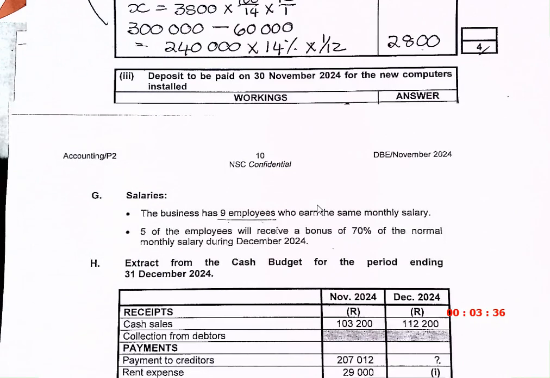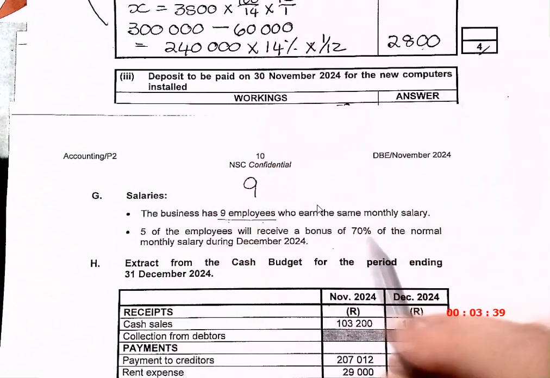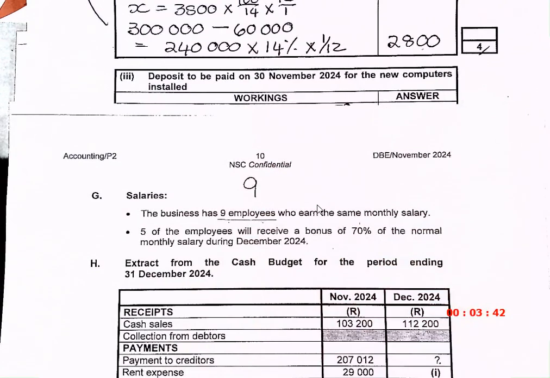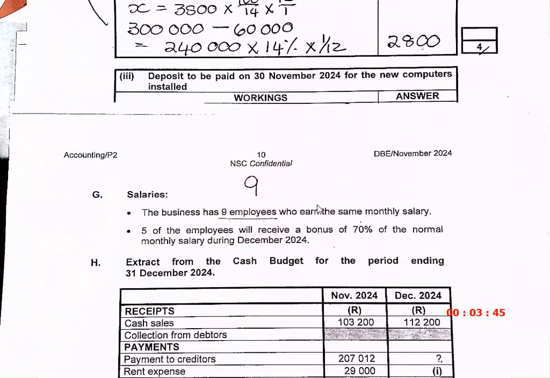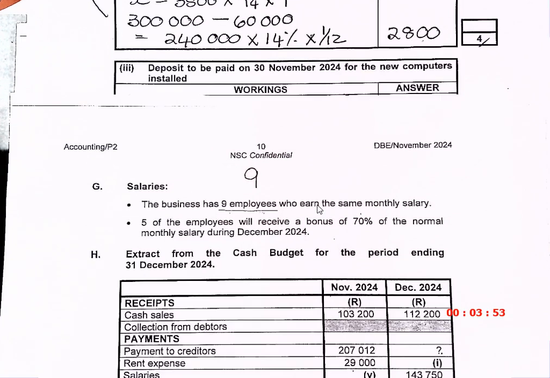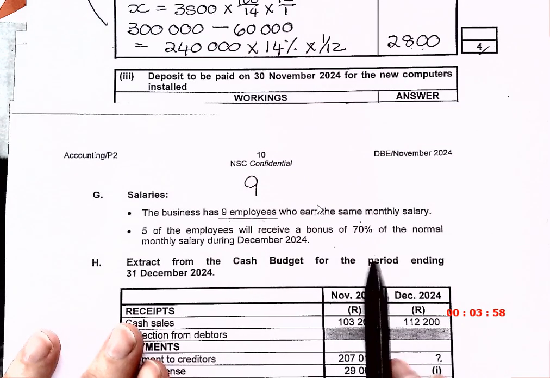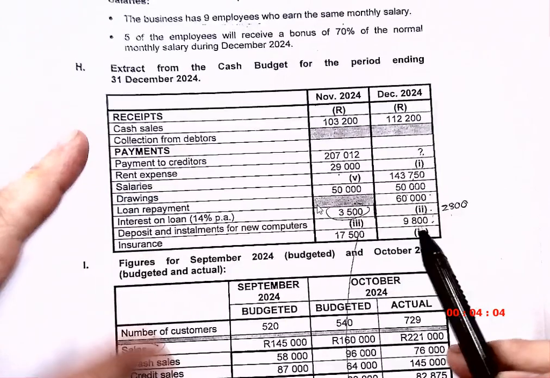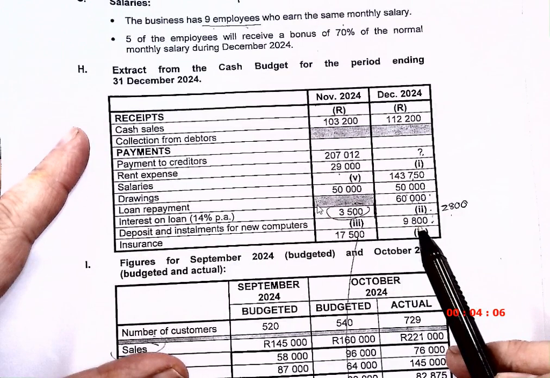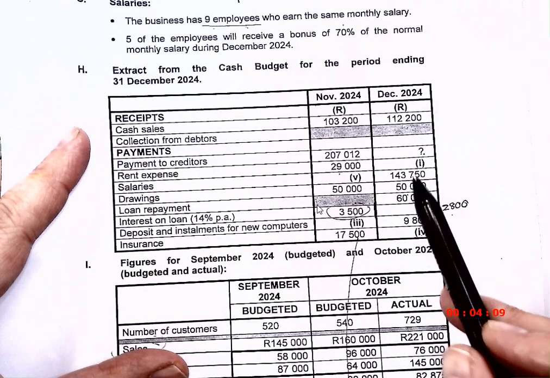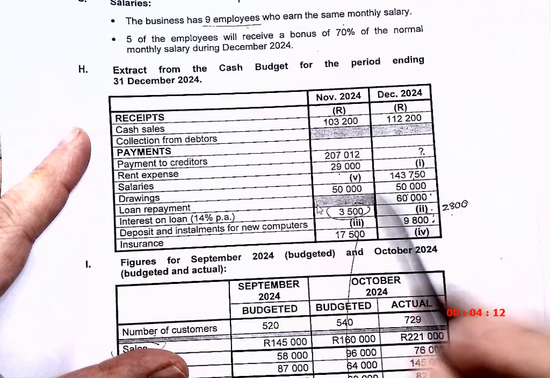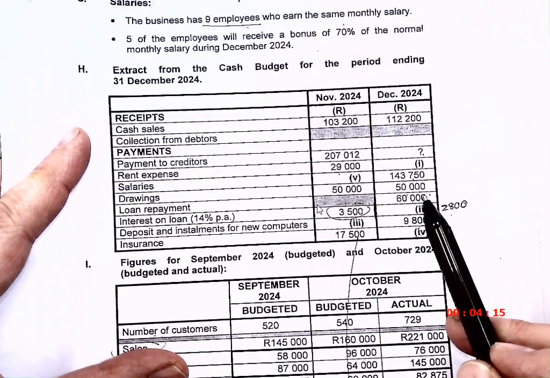So if I look at the salaries. So the salaries, they say, the business has 9 guys. They get the same salary. You agree with me? When I looked at this today, I looked at the calculation on the memo and that's not how my brain works. So I was thinking 5 of the employees gets a bonus of 70%. So if you look here, they give you the amount, salaries there, after the ones that includes the bonus.